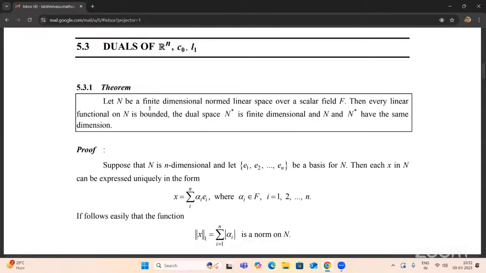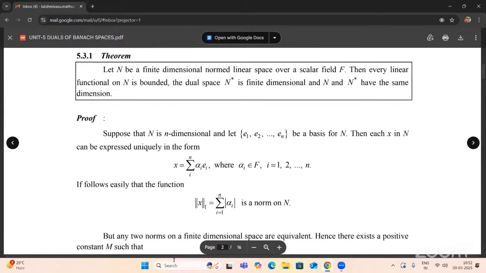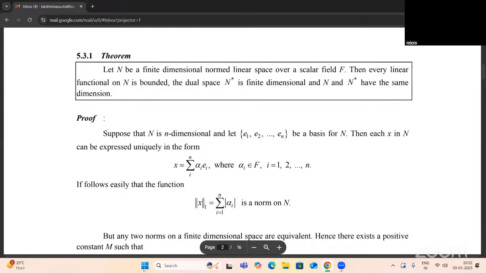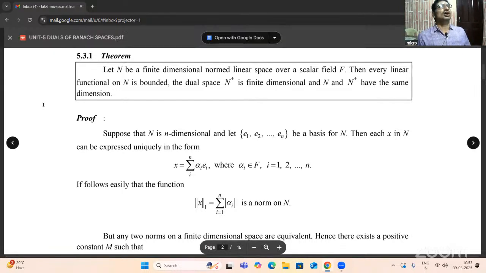Yes, please see this theorem. Let N be a finite dimensional normed linear space over a scalar field F. Then every linear functional on N is bounded. The dual space N star is also finite dimensional.